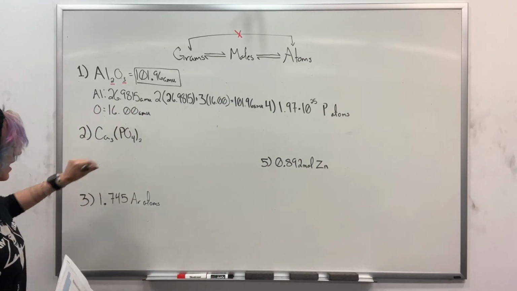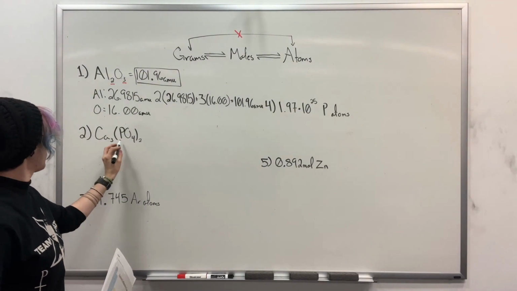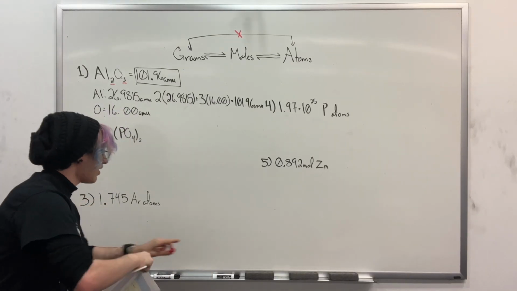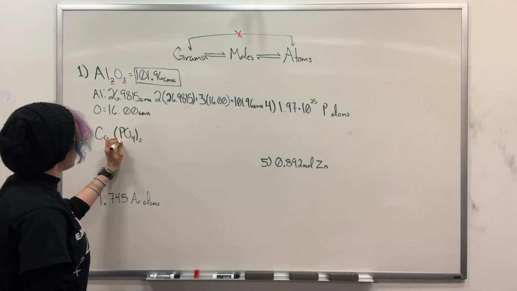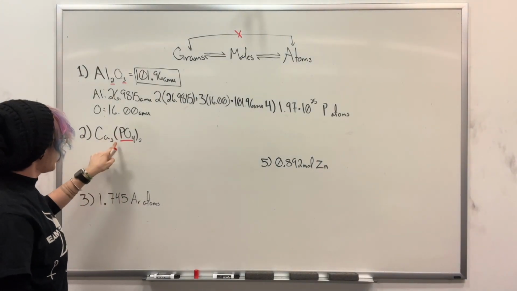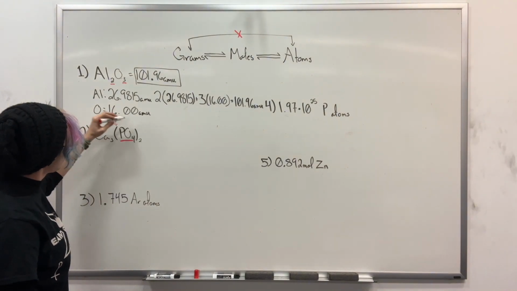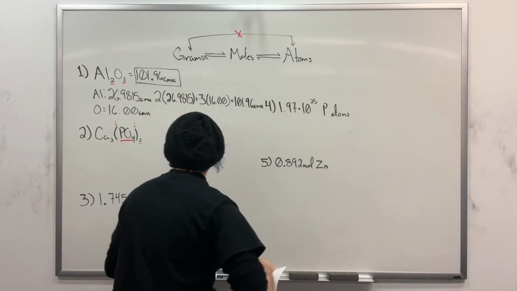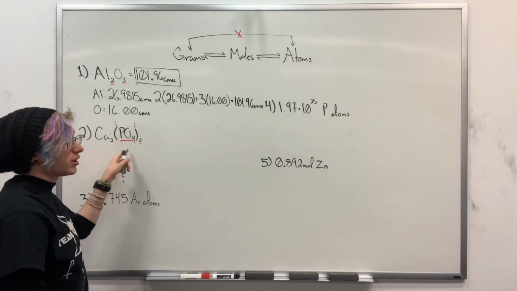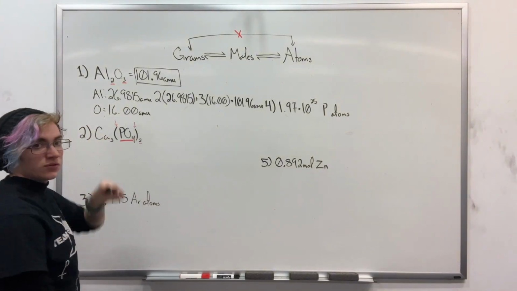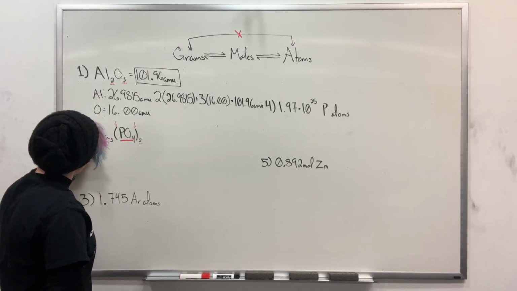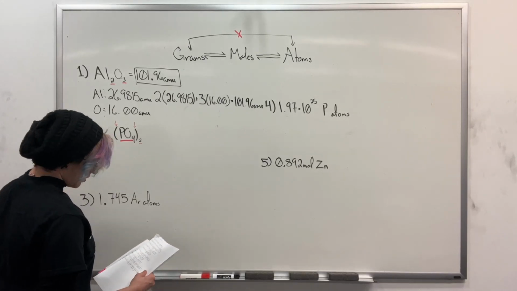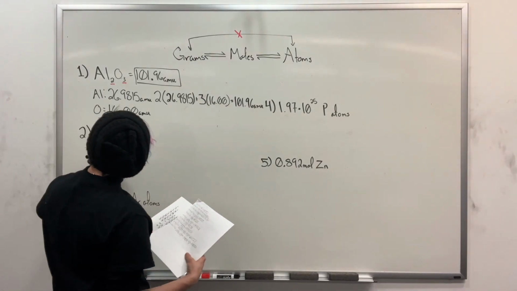So now we have calcium phosphate. Notice that phosphate itself, PO4, is a unit on its own, and it's in parentheses with a subscript 2 on the outside. That's going to be very important when doing our calculations, because even though phosphate itself is a single unit, we are still going to add up each individual atom to get our formula mass. So we have calcium, which has a mass of 40.08.